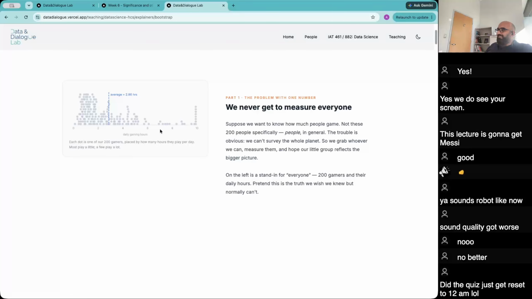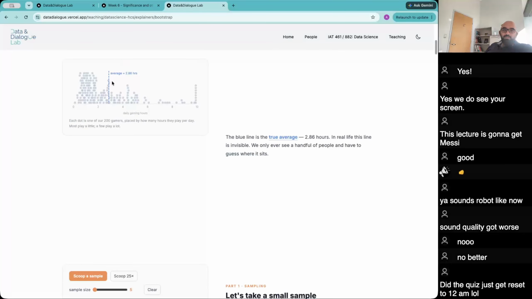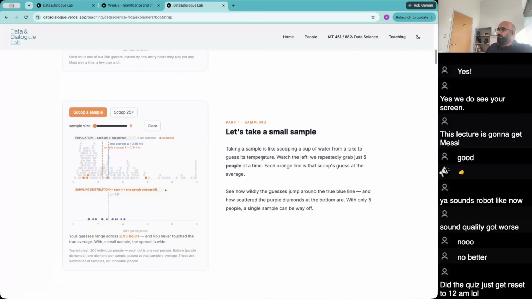On the x-axis, we see daily gaming hours. So we have some people who do 10, most people are between 0 and 2, okay? Now, the blue is the true average of everyone. Again, this is our population. Let's look at a small sample. Taking a sample is basically like scooping water from a lake and then trying to measure its temperature.